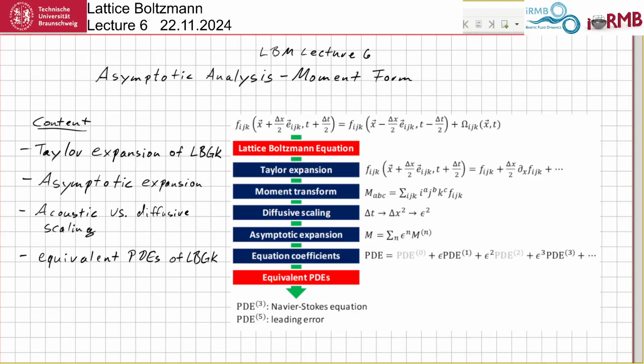Welcome to the 6th lecture in the Lattice Boltzmann methods series: asymptotic analysis in moment form. This is a very central lecture of this series, not only because it is the middle of the semester, but also because it is a very important content of how we understand what we are doing.